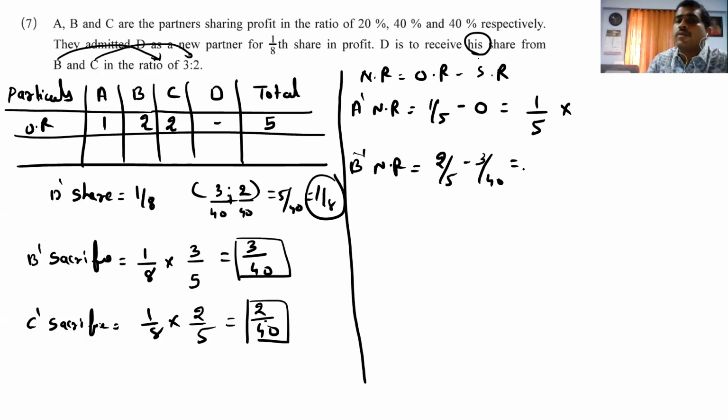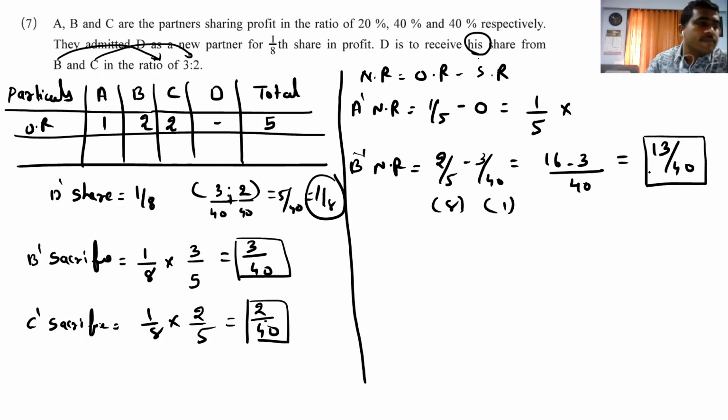So let's see how to do. LCM we can take 40. 8 2s are 16 minus 3. Right. So it comes to us 13 by 40. So now, decided, we are taking 40. So let it here also. 5 8s are 40, here also 8. It comes to 8 by 40.